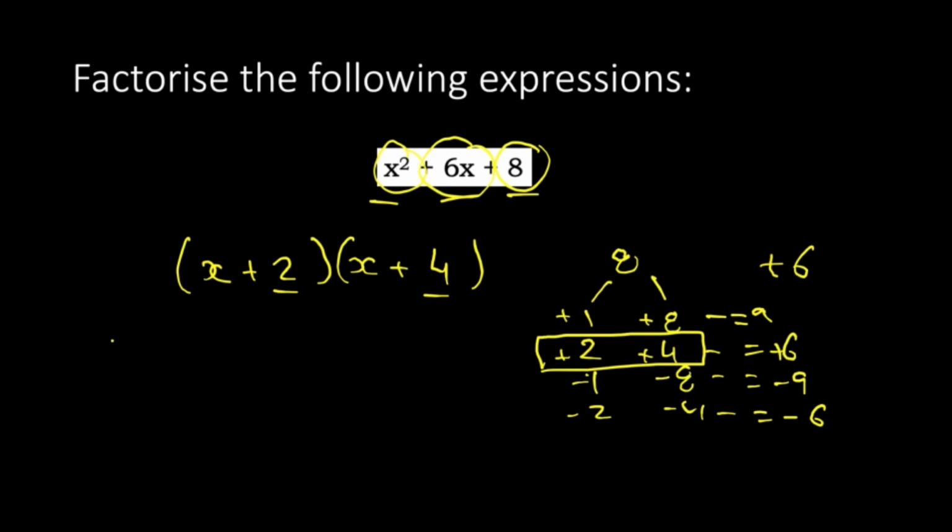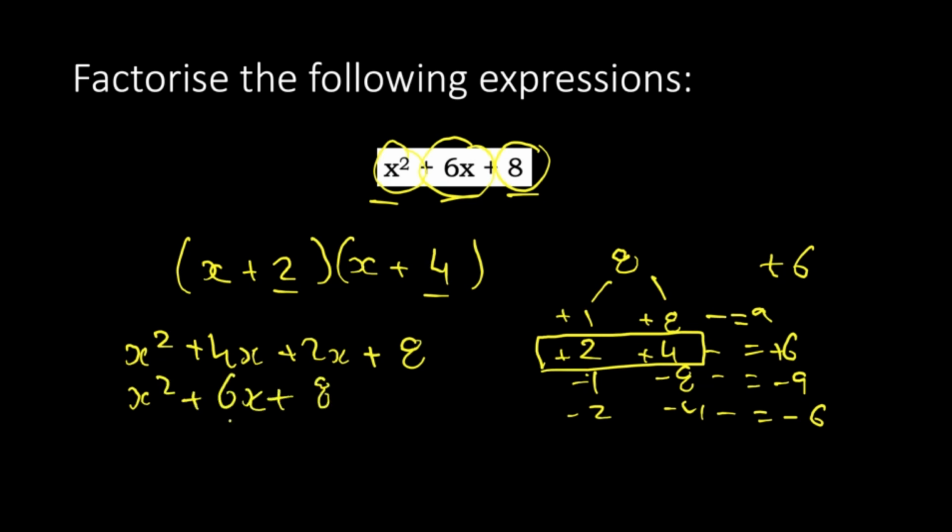You can always expand to check. You know, if you expand, you'll get x times x, which is x squared, and then x times 4 plus 4x, and then 2 times x plus 2x, and then 2 times 4 plus 8, which is x squared plus 6x plus 8. So there you go, you got the right answer. Okay, you can always expand it later on to see if it's right.